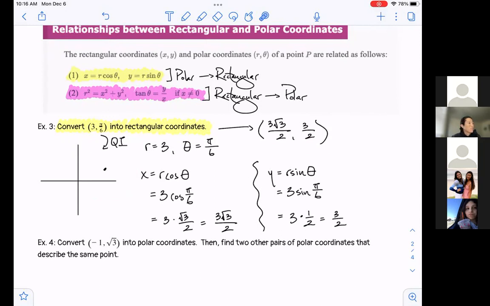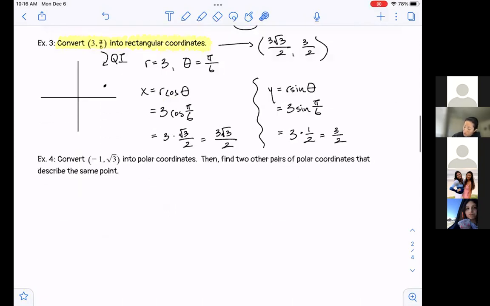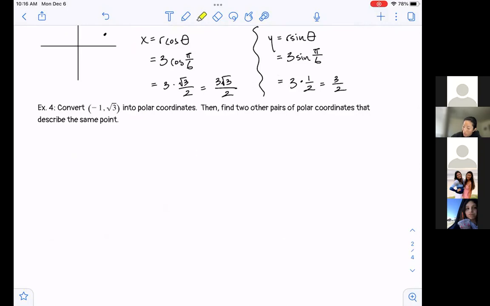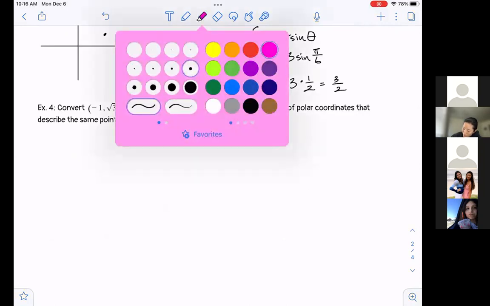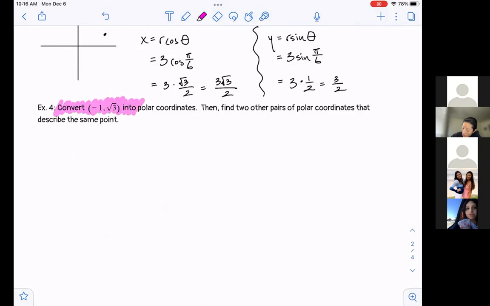All right, so let's try doing this in the other direction now. We're going to convert from rectangular into polar. We have rectangular coordinates and we're trying to go to polar coordinates. That's the first part of the question. Then we're going to tackle the second part, which is find 2 other pairs of polar coordinates that describe the same point. In other words, after we convert it into polar, I want us to give it some different names that still get us to the same location.